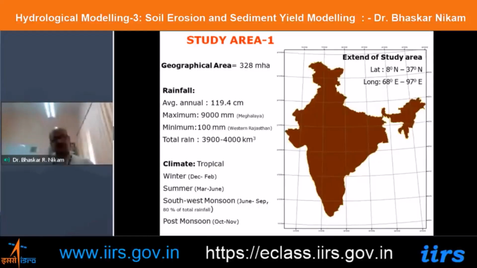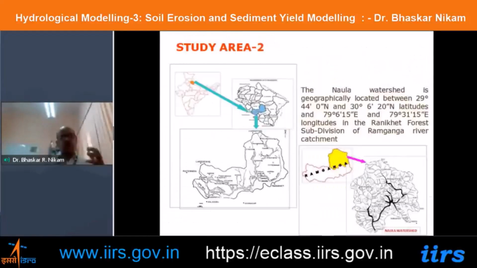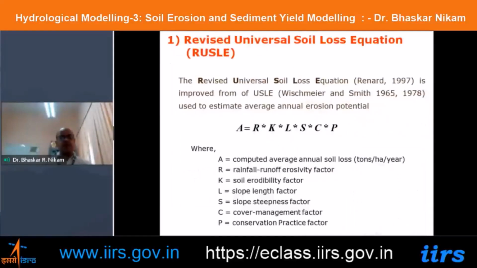So what data do we require? Let me go back and let us discuss this. We are saying that we require some factor that represents the effect of rainfall, some factor that represents the effect of soil, 2 factors that represent the effect of terrain, topography, one factor that represents the effect of cover, and one factor that represents the effect of, let's say, conservation practice.